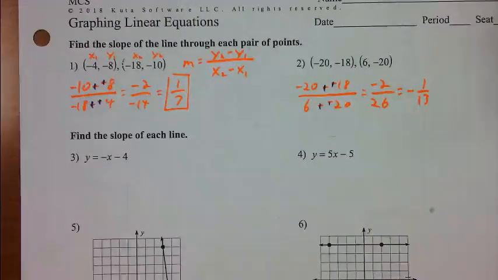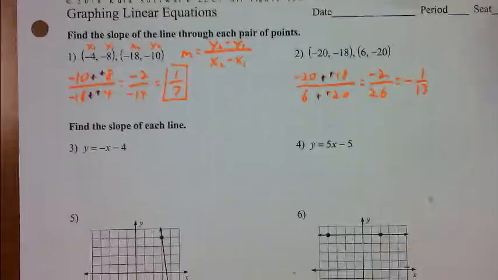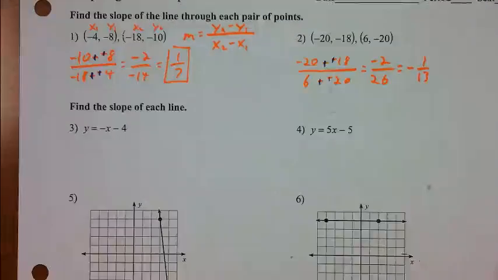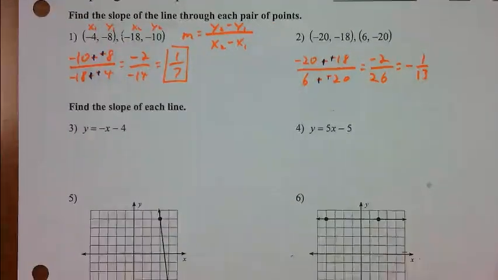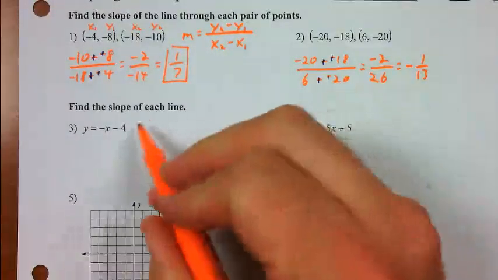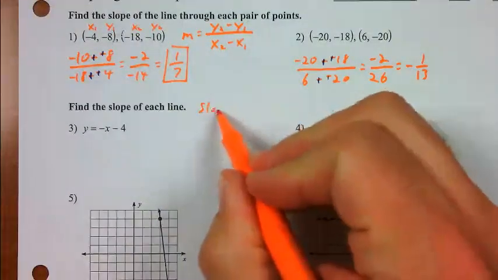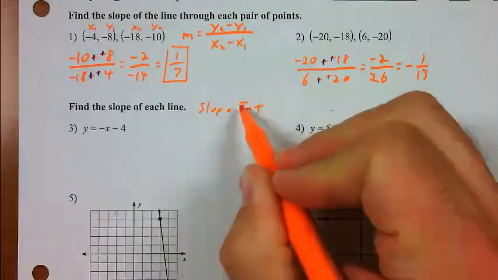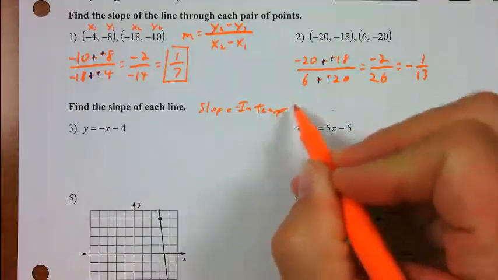Any questions so far? All right. The next part was a little bit different. You're given equations and asked to find the slope. So you had to recognize what format both of these equations are in. These are both in slope intercept form.